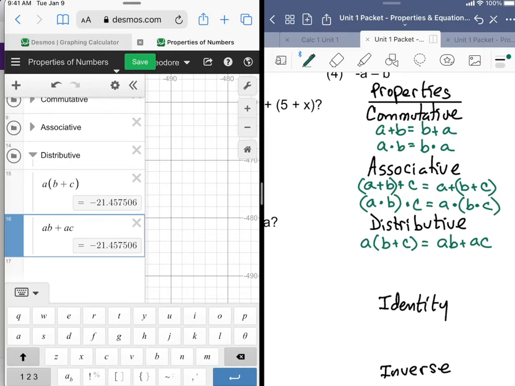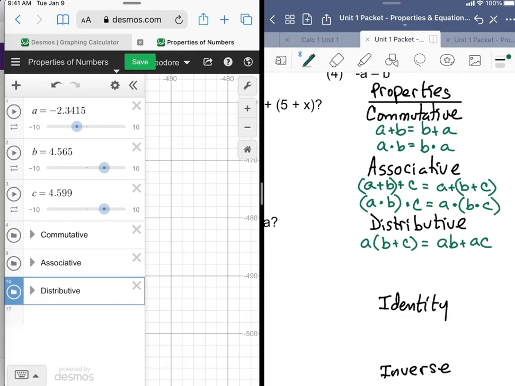All right, and now you see those values are identical. If I move the sliders at this point, hopefully you believe me. If I move the sliders, you're going to get the same value consistently across the board. All right, so now we have the distributive property.